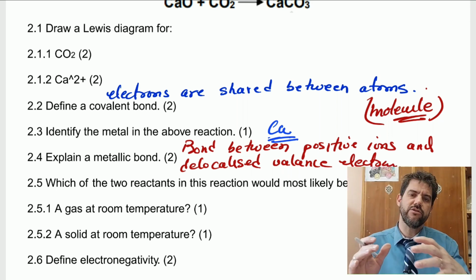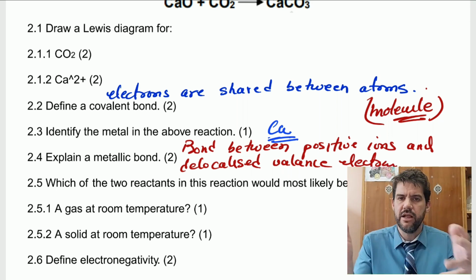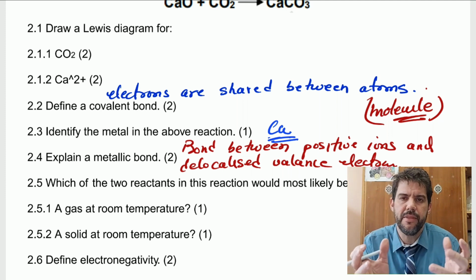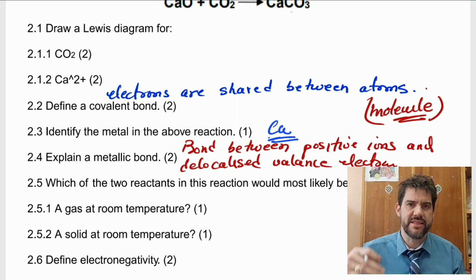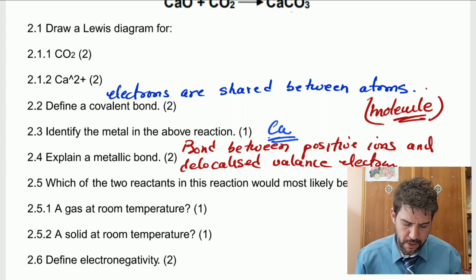Delocalized means that those electrons that are very far from the nucleus get lost. They get lost where they are, and they can be confused with the other one. They are attracted by the next atom or ion.